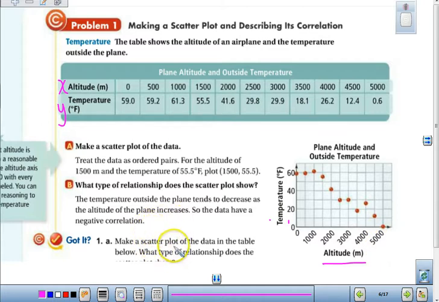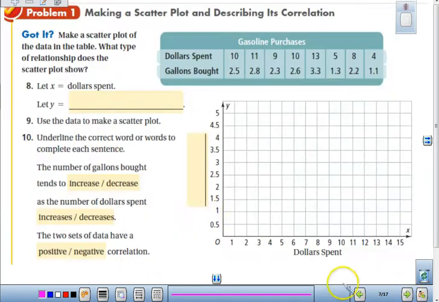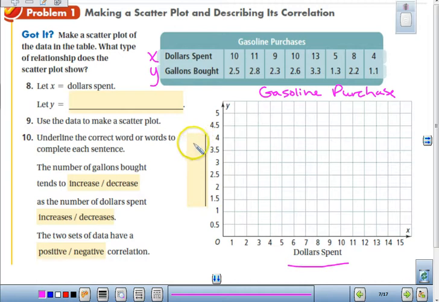You are going to be asked to make some different scatter plots from some information as you take a look at this next example. The first thing we're looking at is dollars spent and the gallons of gas bought. We want to have a title. I would probably write gasoline purchase on the top. You also have dollars spent, and I already gave you that one down here. To the side, fill in your label. Our y is going to be the gallons bought. Again, make sure you fill that in.